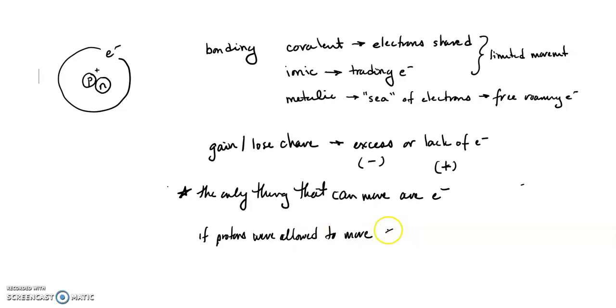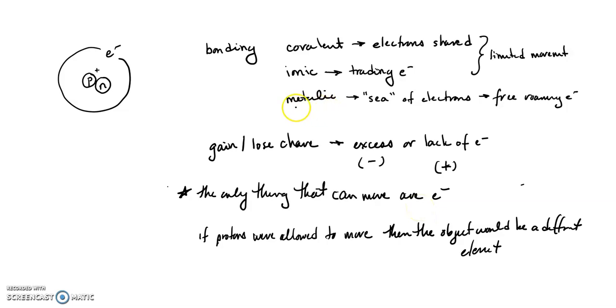So if protons were allowed to move, the objects would become different elements. Instead of just having a shock and some electrons moving around, you'd have them physically changing into different elements, and that's kind of awkward. Life would be totally different if that were true. So the only thing that can move are electrons.